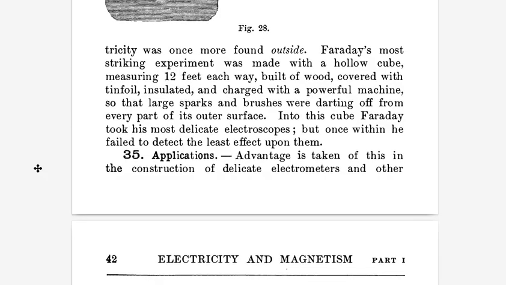Faraday's most striking experiment was made with a hollow cube, measuring 12 feet each way, built of wood, covered with tinfoil, insulated, and charged with a powerful machine, so that large sparks and brushes were darting off from every part of its outer surface. Into this cube Faraday took his most delicate electroscopes, but once within he failed to detect the least effect upon them.